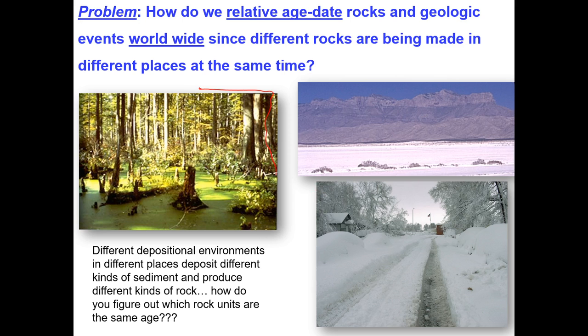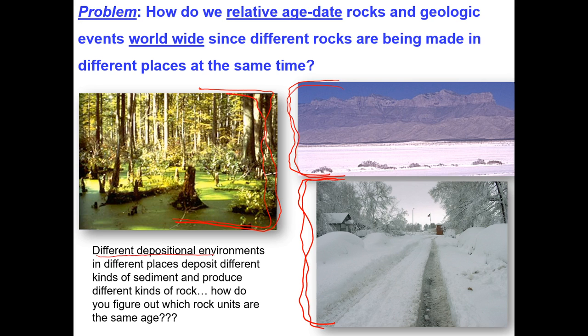In Louisiana, there are swamps that are currently depositing coal beds. There are deserts in California. In Michigan, there are snowbanks, and different weather. It's producing different rocks, different sedimentary depositional environments. So how do we know that these coal beds in Louisiana are the same age as these evaporite deposits being formed in California, and the same age as these shale deposits being formed in Michigan? How do we know that?